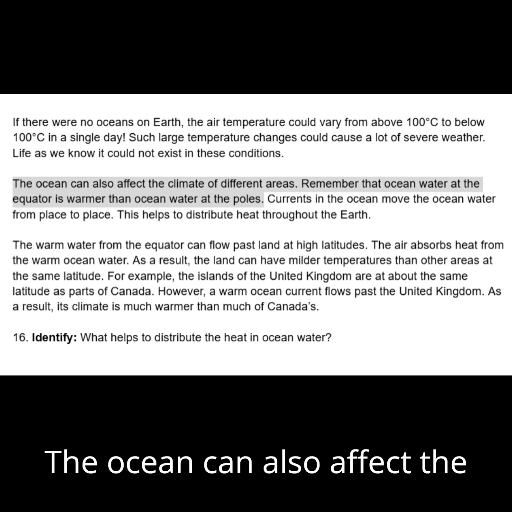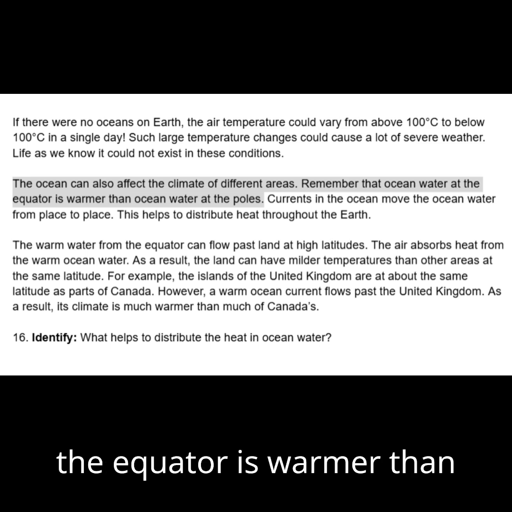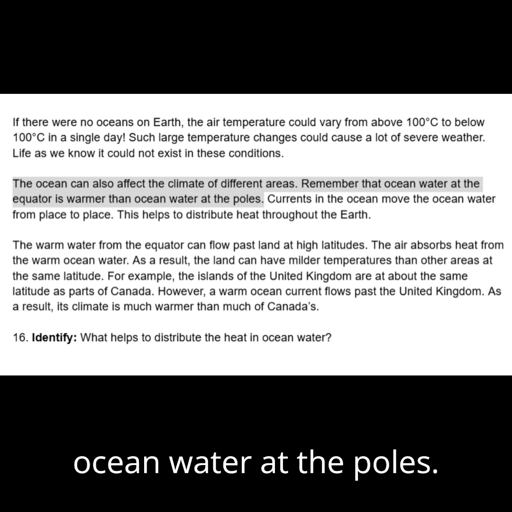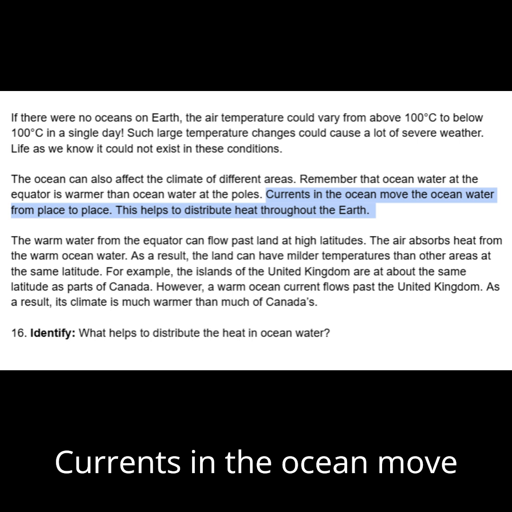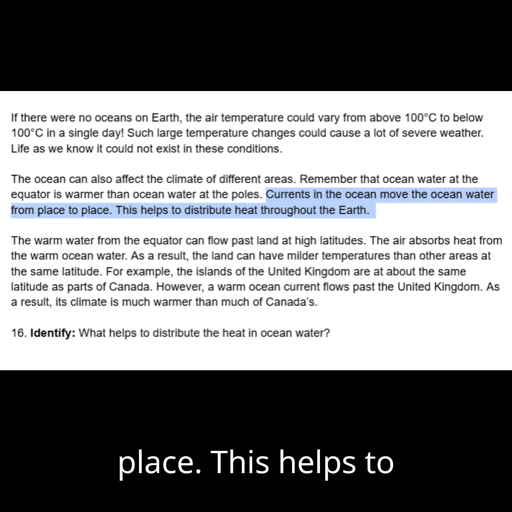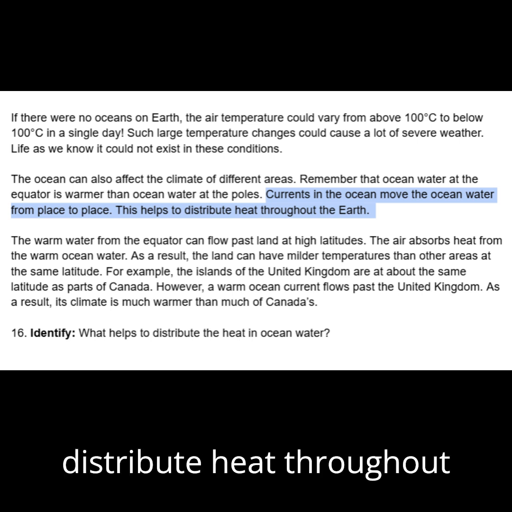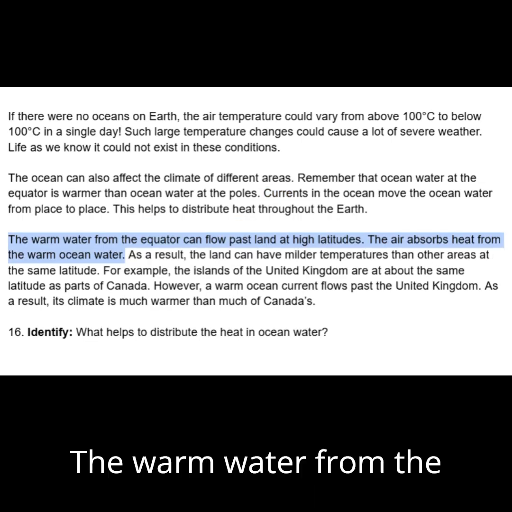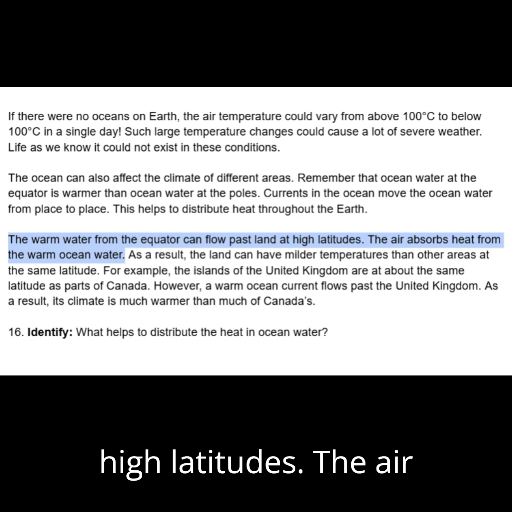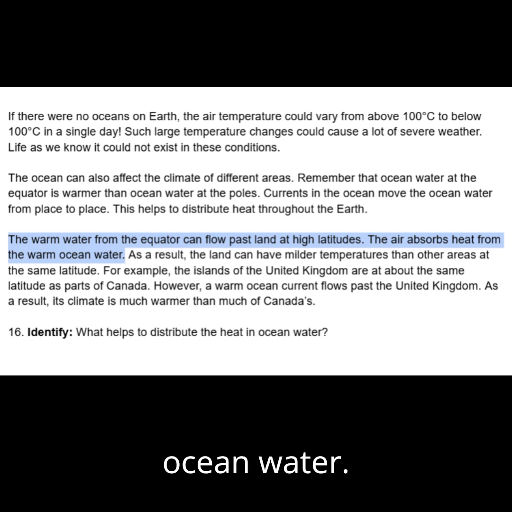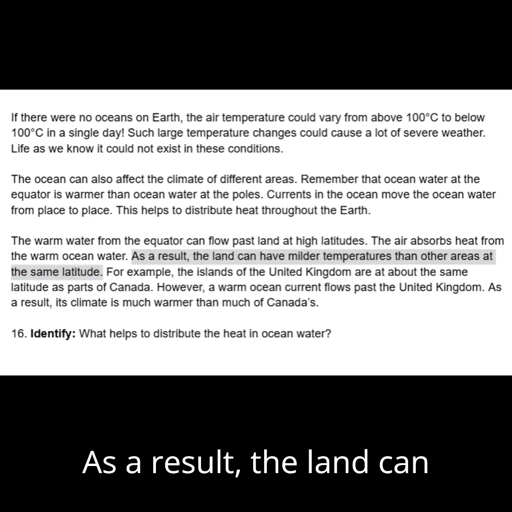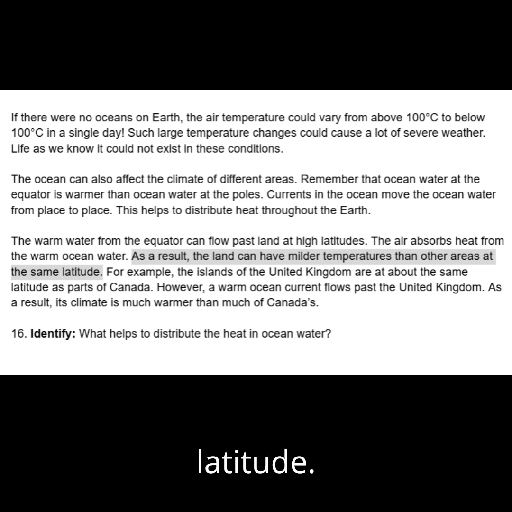The ocean can also affect the climate of different areas. Remember that ocean water at the equator is warmer than ocean water at the poles. Currents in the ocean move the ocean water from place to place. This helps to distribute heat throughout the Earth. The warm water from the equator can flow past land at high latitudes. The air absorbs heat from the warm ocean water. As a result, the land can have milder temperatures than other areas at the same latitude.